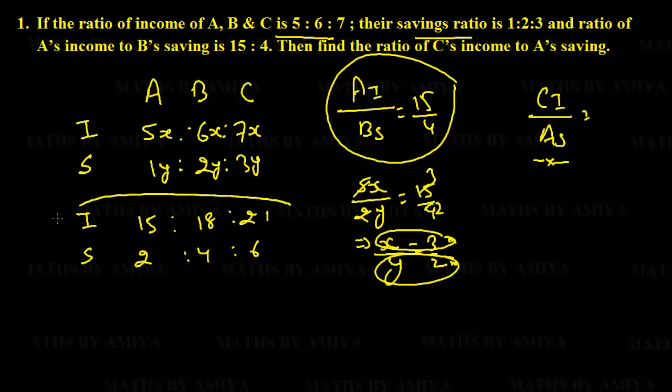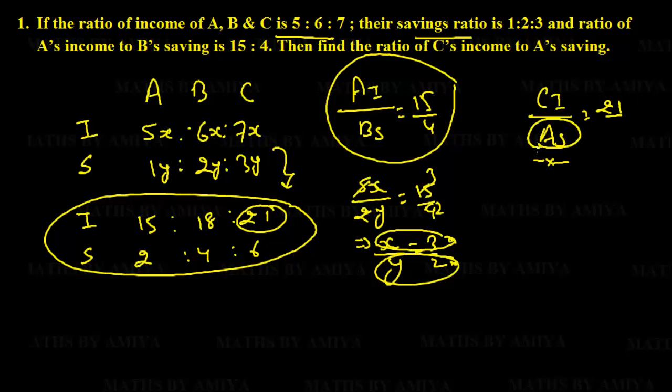So this is our new income and saving after merging the ratio with reference. We want income of C. Income of C is nothing but 21. We want saving of A. Saving of A is nothing but 2. So our required answer is 21 by 2. So this is our answer. I hope this one is clear.